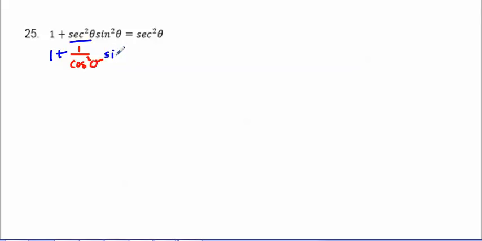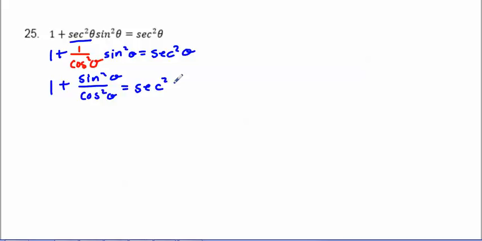sine squared theta. And then because I have 1 over cos squared theta times sine squared theta, I can put that together in one fraction. 1 plus sine squared theta over cos squared theta. And then I know sine over cosine is tangent, so sine squared over cosine squared, that's going to be the tangent squared of theta. So I have 1 plus tan squared theta is equal to secant squared theta.